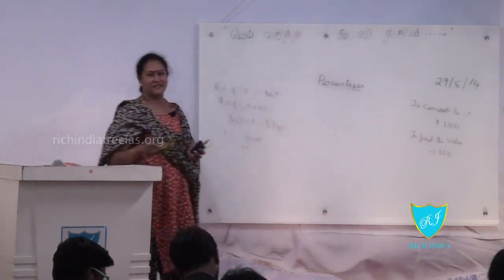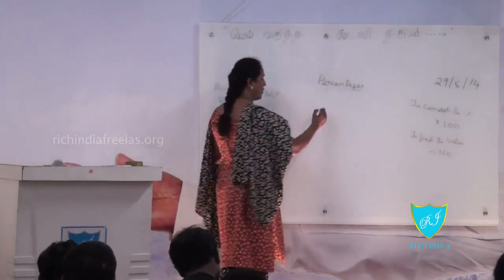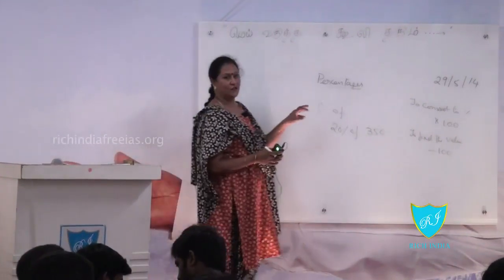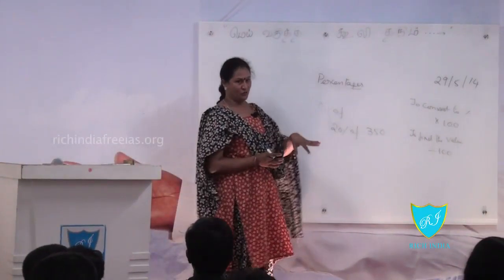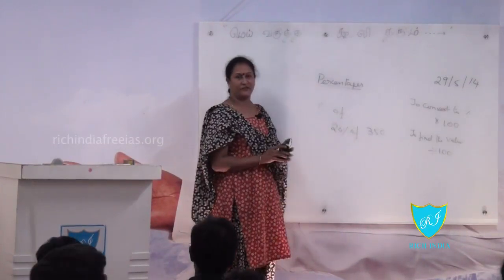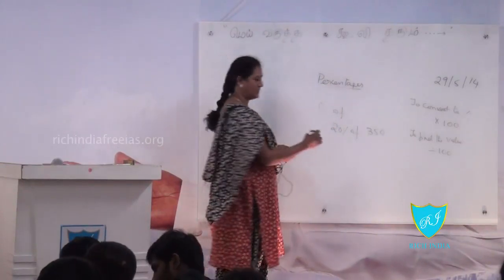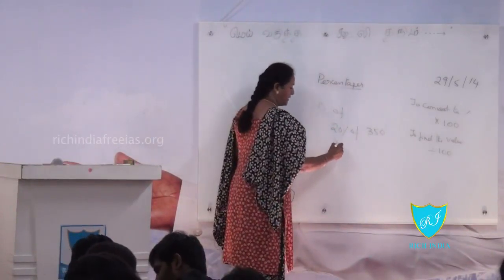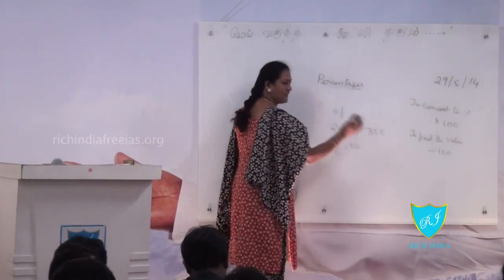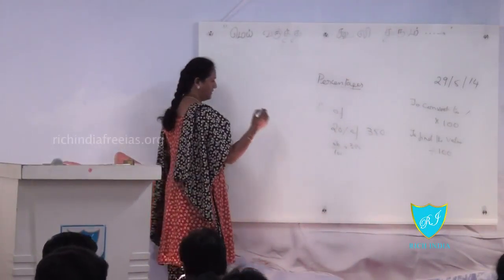So in percentages, throughout workings, one is "of". In the percentage throughout workings, if they give "of", say 20% of 350, what is 20% of 350? You just have to do 20 by 100 of 350. So it is 70. So 10% is 35, 20% will be 70.